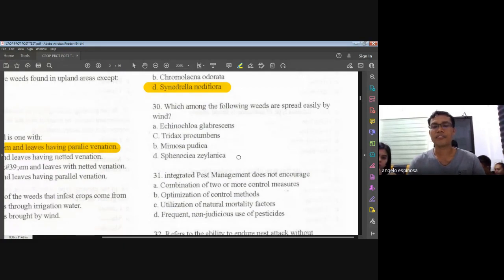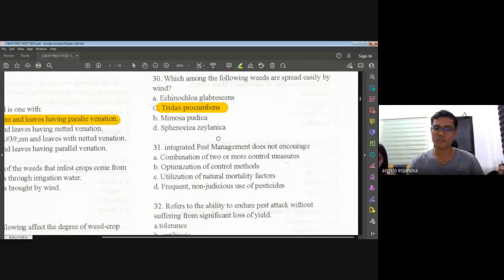Okay? Number 30, which among the following weeds are spread easily by wind? Alin daw dyan? The correct answer is letter C, Tridax procumbens. Okay? That is a Tridax procumbens. Number 31, integrated pest management does not encourage. The correct answer is frequent non-judicious use of pesticides.